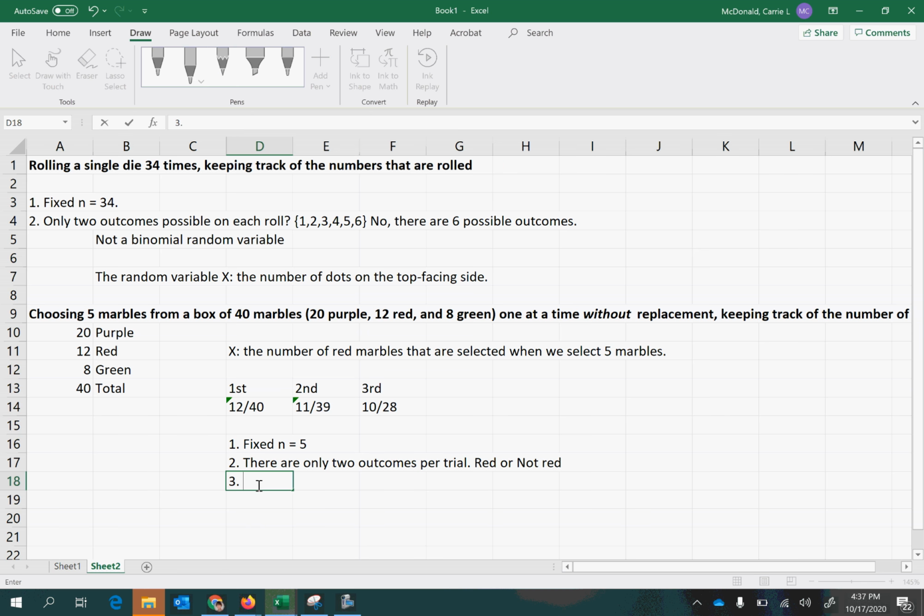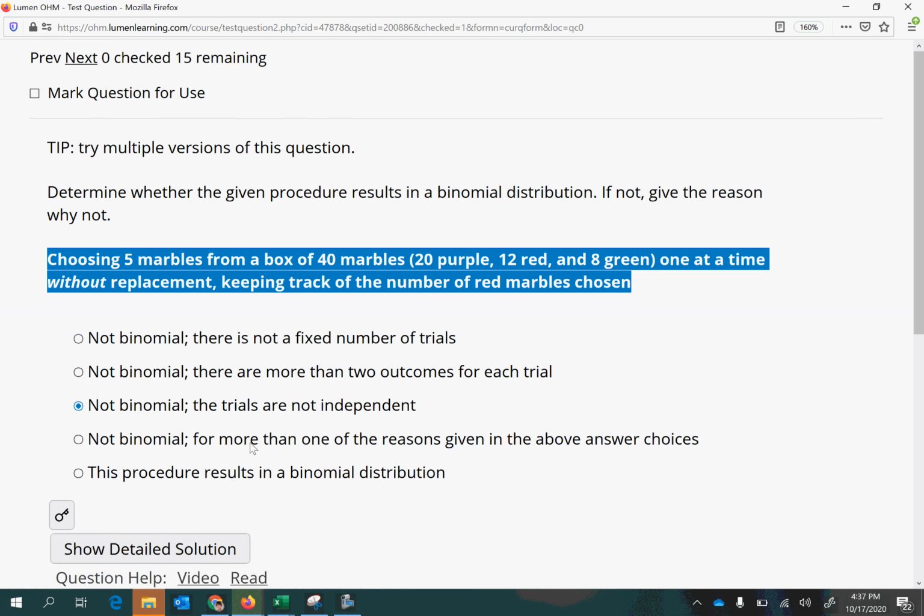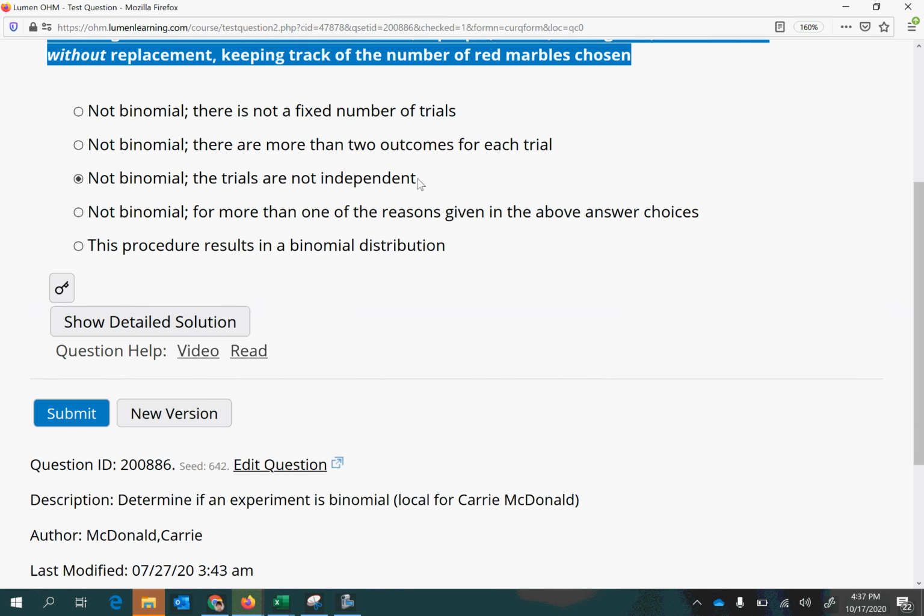So the one that is not satisfied is the constant probability of success. So that's not satisfied. The other 2 were fine. So our best answer is the one we've already selected, that it's not binomial because the trials are not independent. Or in other words, the probabilities are going to be affected as you go along.